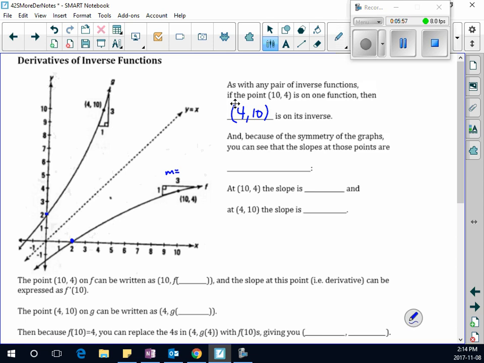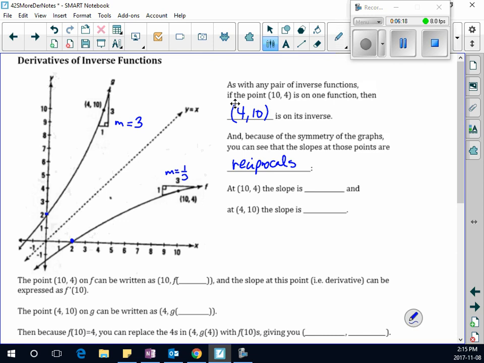Up 1 over 3. So 1/3. What's the slope over here? Yeah, essentially you're going right 1, up 3, but really you're going up 3 over 1. So anyways, it is 3. And they're both positive, right? Okay, so because of symmetry, you can see that the slopes are reciprocals.